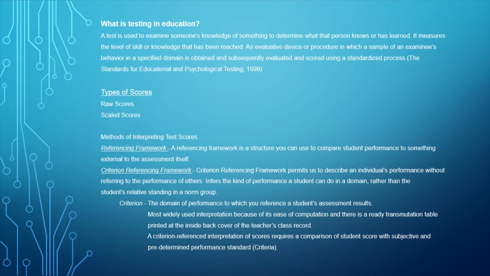It is the most widely used interpretation because of its ease of computation, and there is a ready transmutation table printed on the inside back cover of the teacher's class record. A criterion-referenced interpretation of scores requires a comparison of student scores with subjective predetermined performance standards, or criteria.